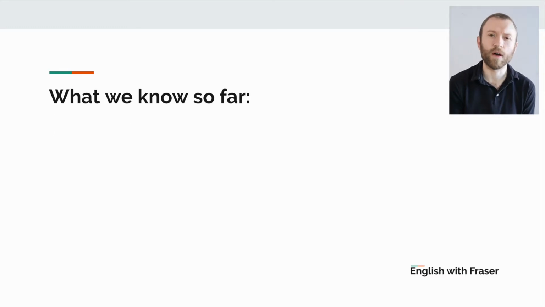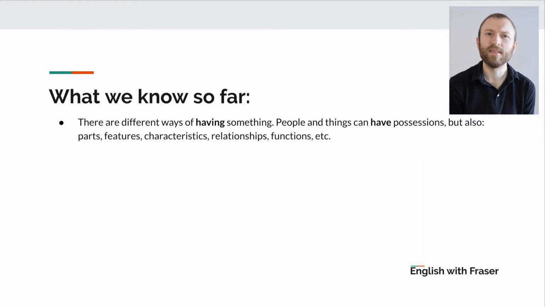So what we know so far, let's summarize that. What we've established so far is that there are different ways of having something. The verb have can do some different jobs, some different functions. People and things can have possessions, but we can also have parts, features, characteristics, relationships, functions, etc.